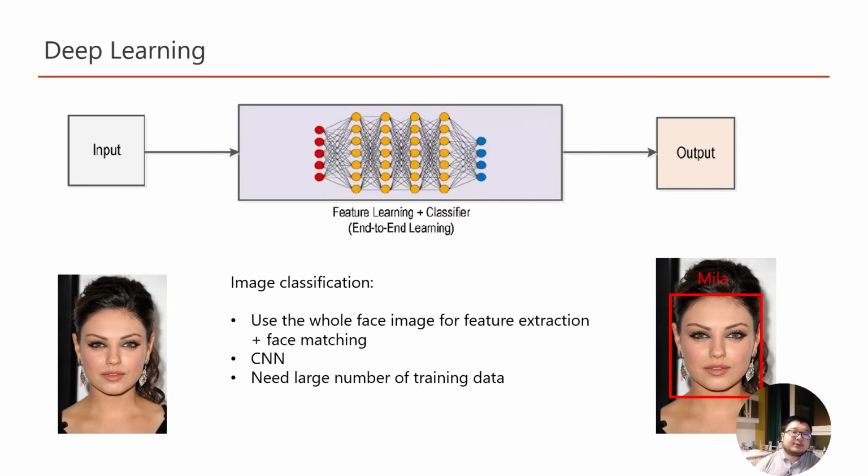However, if you are using deep learning, those two modules can be combined into one. A very typical example of this is CNN, which stands for Convolutional Neural Network. However, deep learning always requires a large amount of training data so that it can achieve good results. Here we are talking about at least thousands of training samples.